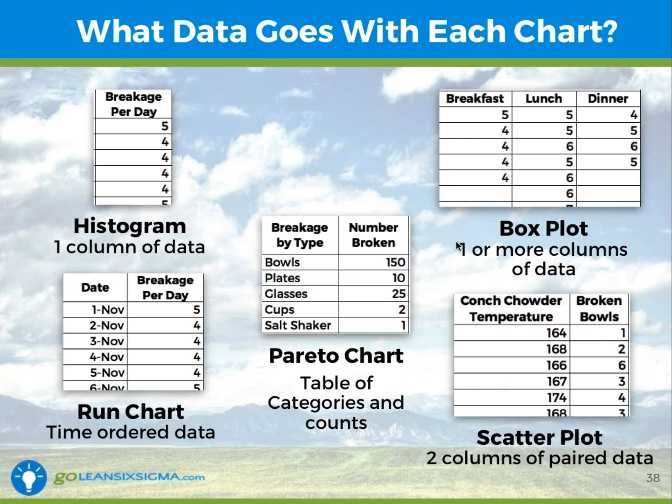And lastly is our scatter plot. And this one, as I mentioned, needs paired data. So in this case, we paired the conch chowder temperature, average temperature, to the number of bowls broken on that day. And that paired data was plotted on the scatter plot. So those two data points, where do they meet? And then do they form some kind of a correlation? In this case, they did.